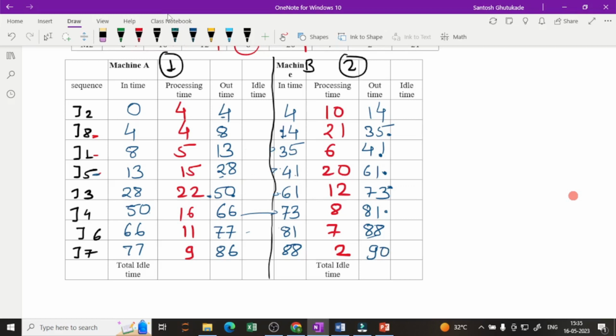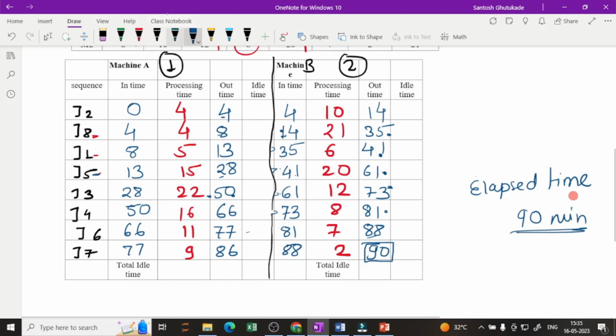Now we will calculate the idle time for each machine. So here this 90 means the completion time, or we can say the elapsed time, or total time required to complete the operation is 90 minutes. It may be minutes, hours or weeks, whatever is given. Okay, so now we have to calculate the idle time. So first we will calculate the idle time for machine number 2 or machine number B. So after 4 minutes it started the operation. So the first 4 minutes is idle time here.